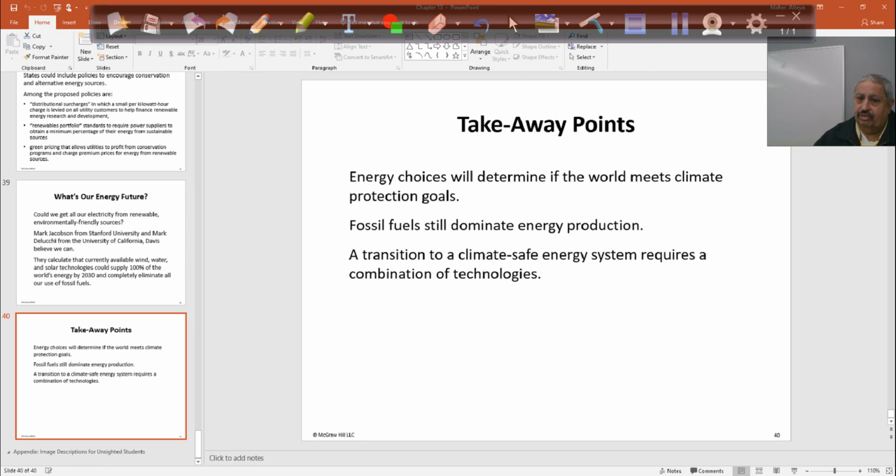Takeaway: energy choices will determine if the world meets climate protection goals. Fossil fuels still dominate energy production, which is not good because it has a lot of waste and pollution. A transition to a climate-safe energy system requires a combination of not one technology, but many technologies. Okay, guys, I'll stop here.